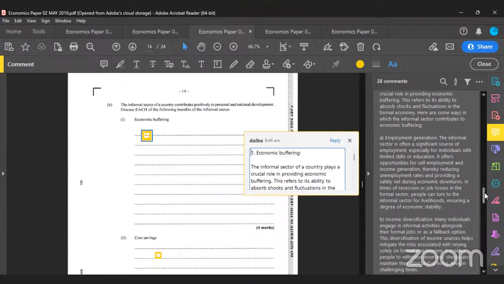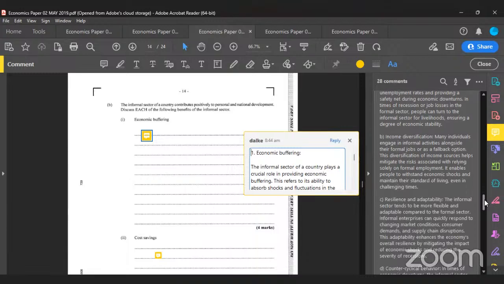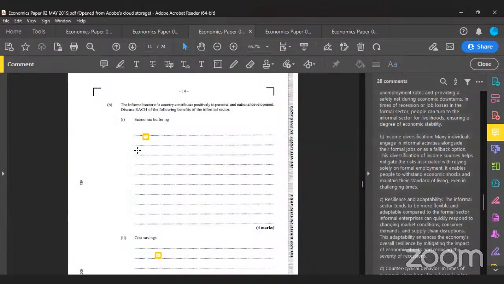That is one example. Another example is income diversification. So individuals engage in informal activities alongside their formal jobs as a fallback option, right? For example, say you're farming on the side, but you're a teacher. Or you have a shop on the side, but you are an engineer. This diversification of income sources helps to mitigate risks associated with relying solely on formal employment, because what if you get fired one day? So those are two examples. I think that you really would only need 2 at most, and you just write for your 2 points.